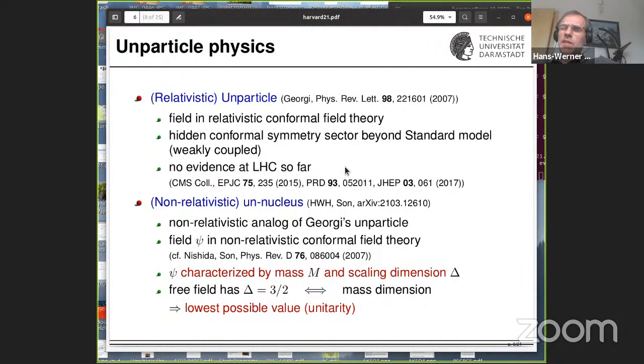And if you observe reactions with standard model particles indirectly, you can see this conformal symmetry by looking at energy distributions of the standard model particles, the recoil distributions, and so on. People have looked at this scenario at the LHC, but so far, this has not been seen. Now, this Georgi scenario, of course, applies to a field theory that has a relativistic conformal symmetry. Now, we took this as a motivation to look at the non-relativistic analog.